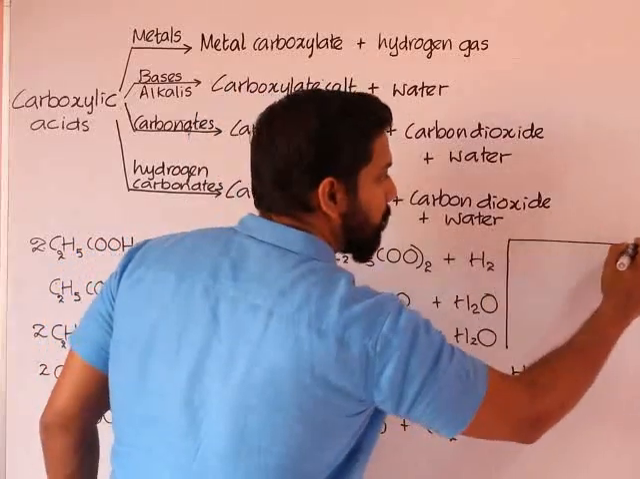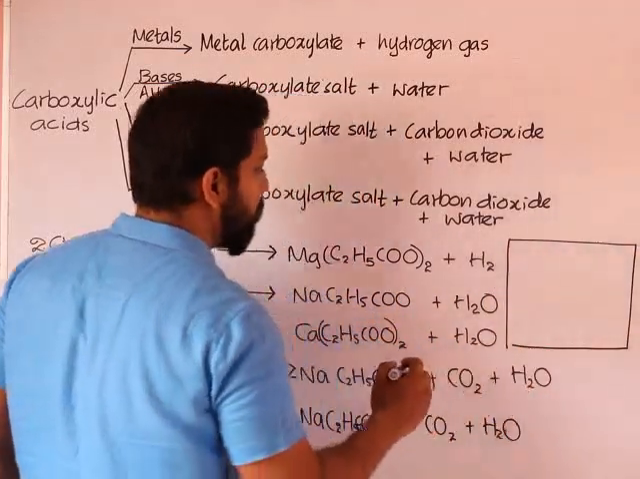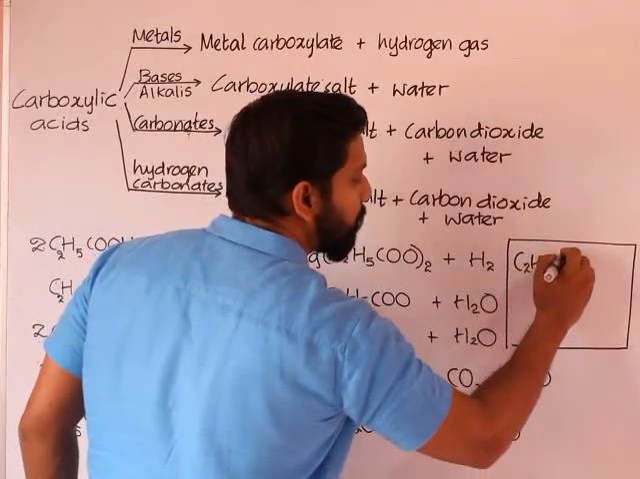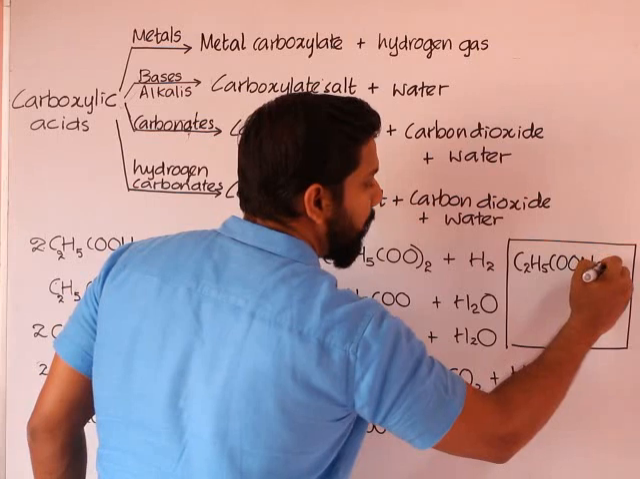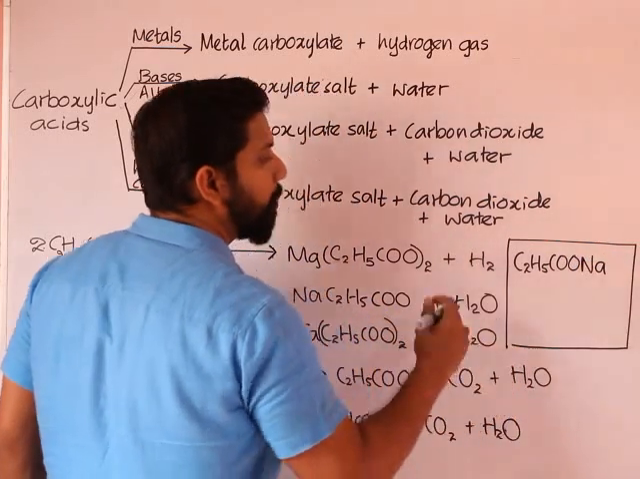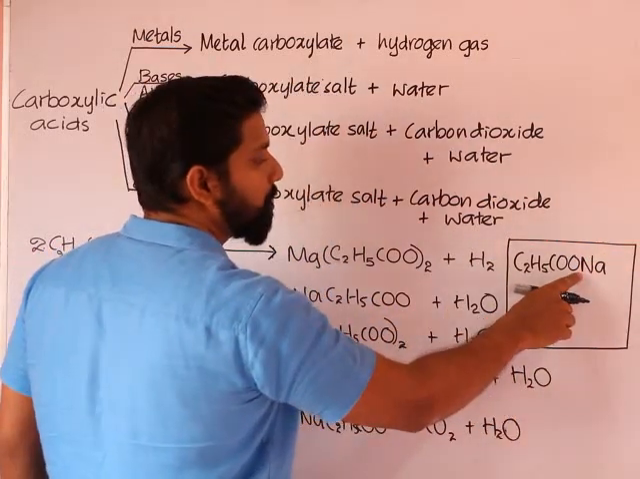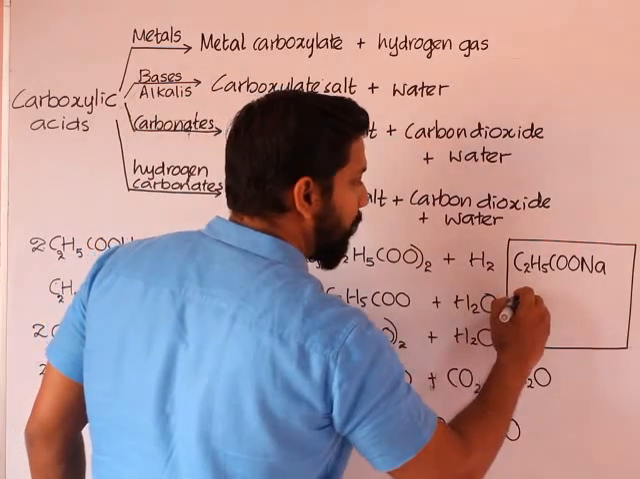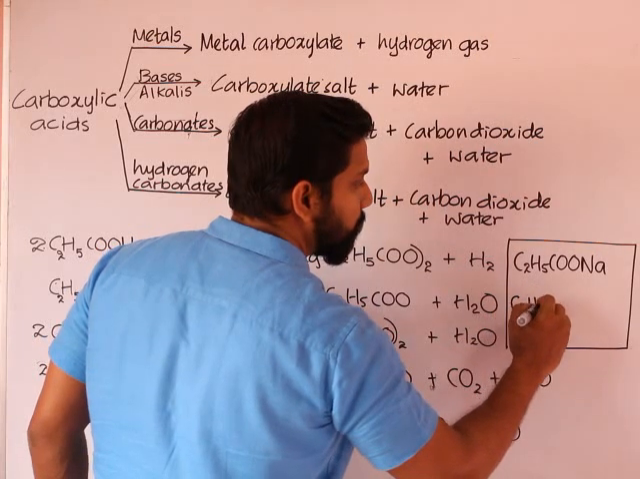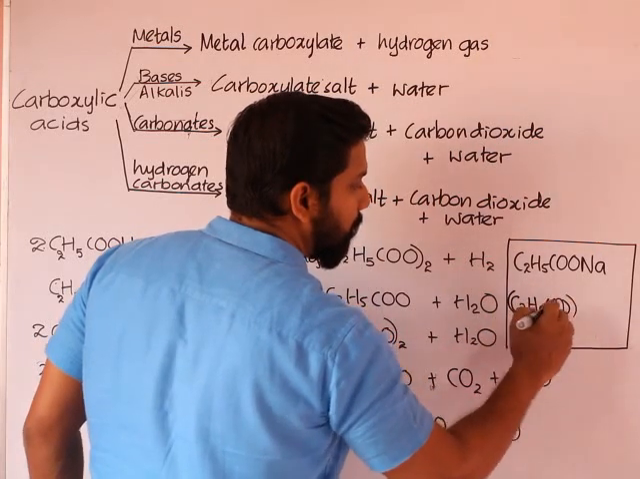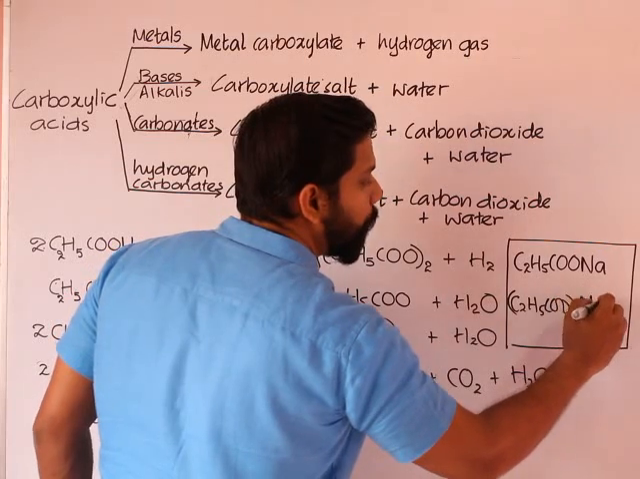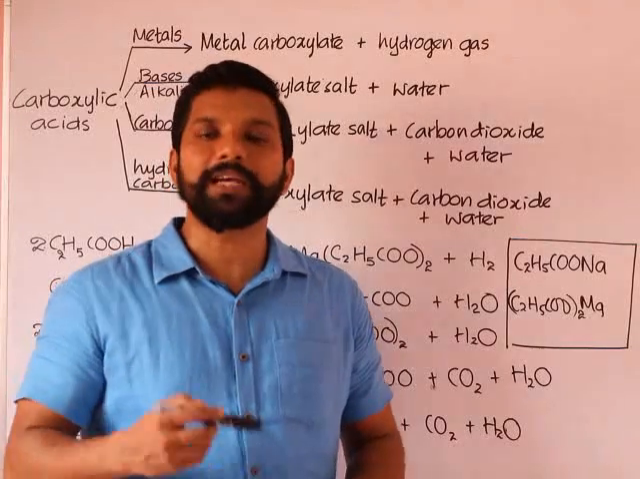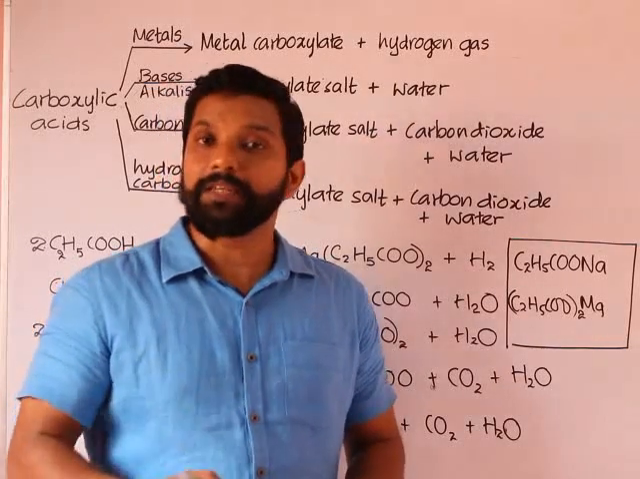For sodium propanoate, this formula can also be written with the propanoate ion first followed by the sodium ion, because it will be more meaningful since it's replacing that hydrogen ion. Even magnesium propanoate can be written with propanoate first and magnesium next. Hope you have understood reactions of carboxylic acids as a typical acid.